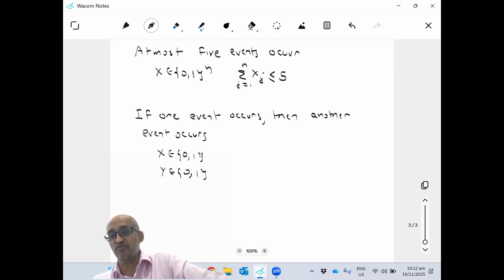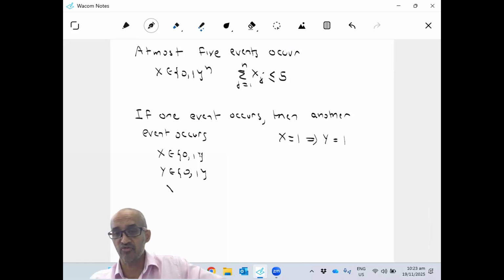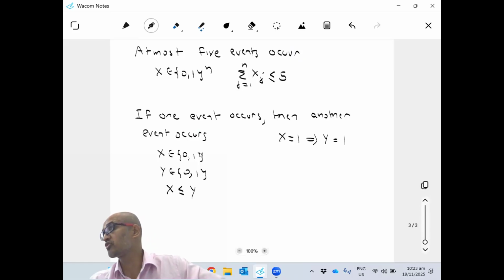So what am I trying to capture here? I'm trying to capture the implication that if x is equal to 1, meaning the first event occurs, then y has to be 1. This is what this constraint is saying. If one event occurs, the other event has to occur. How would I capture this? I would capture this logical constraint by saying x and y have to be binary, and we would have a constraint saying x less than or equal to y. What does this do? If x is 1, it forces y to be 1.